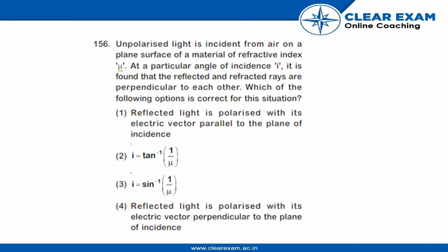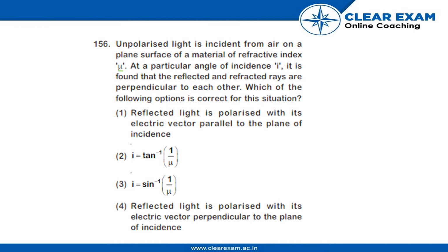It is found that the reflected and refracted rays are perpendicular to each other. Which of the following options is correct for this situation? The options are: reflected light is polarized with its electric vector parallel to the plane of incidence. I is equal to tan inverse 1 upon mu. I is equal to sine inverse 1 upon mu. And the fourth option is reflected light is polarized with its electric vector perpendicular to the plane of incidence.